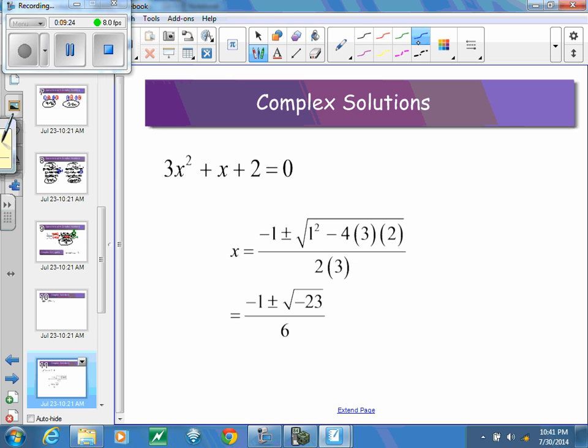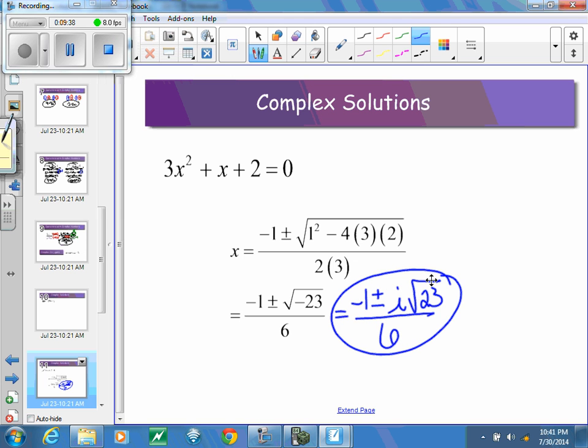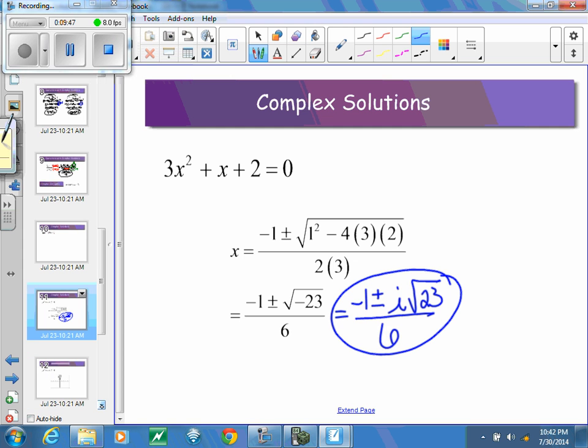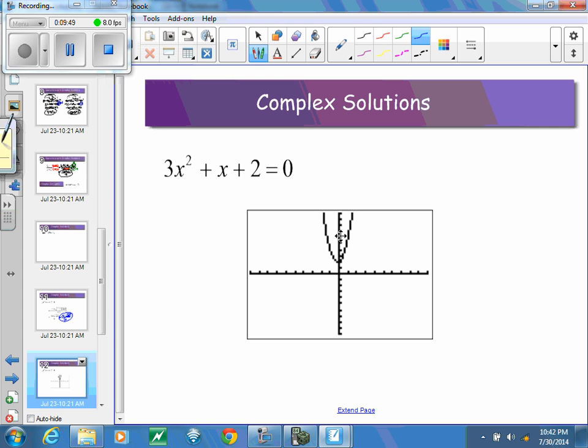Well, I cannot take the square root of negative 23, and so what I would be left with here is negative 1 plus or minus i square root of 23 over 6. And there's my two answers. Well, looking at this, if I were to look at what the graph is going to look like, and here it is, notice that for this problem, if I'm looking for the x-intercepts, there are none. This graph does not cross the x-axis, so we have no real solutions.